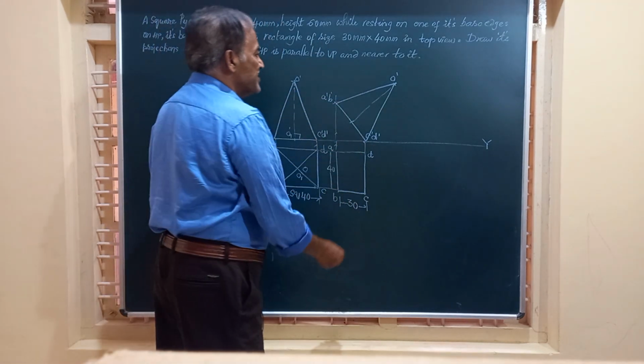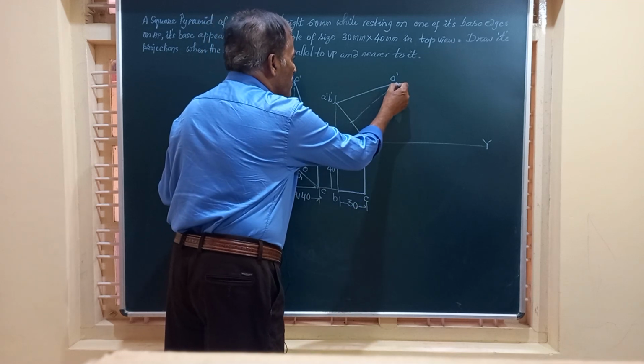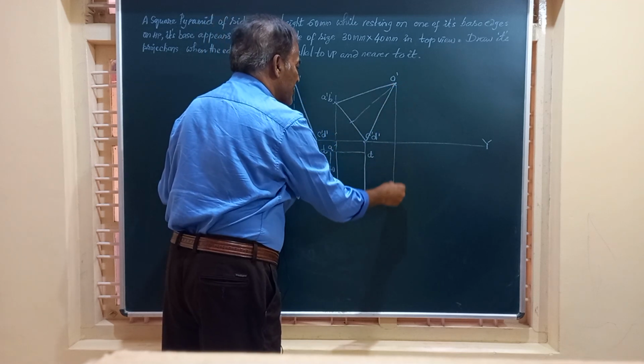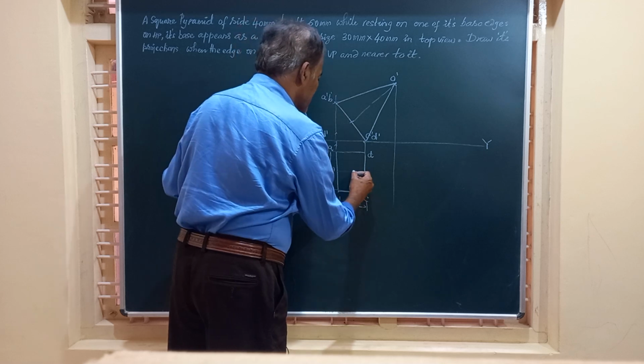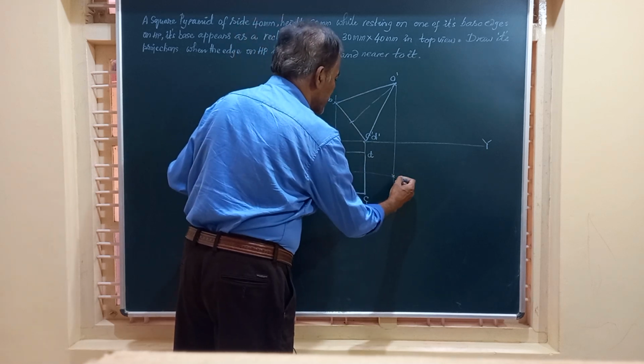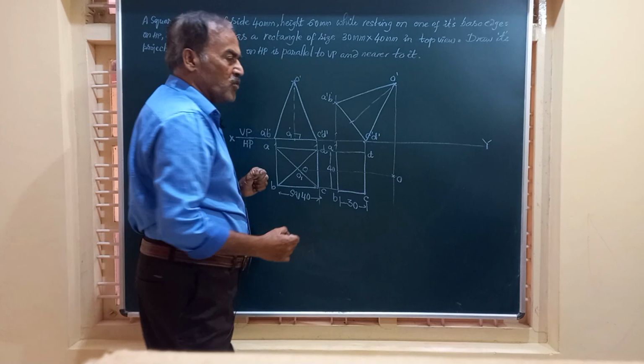Friends, these are the base edges. Let us obtain O, the vertex of the solid. I draw a vertical line from there, a horizontal line from here. The point of intersection will give you O.